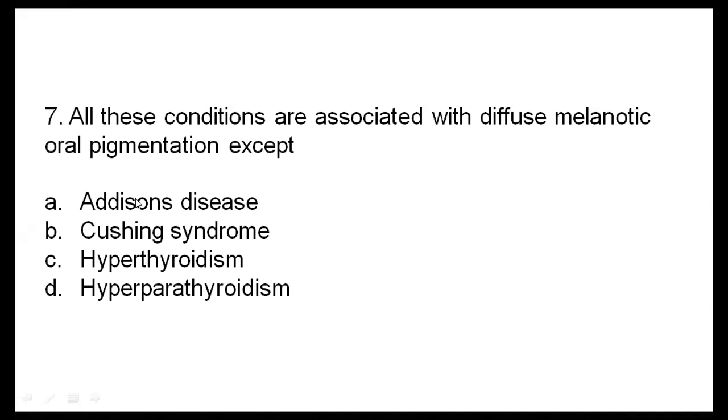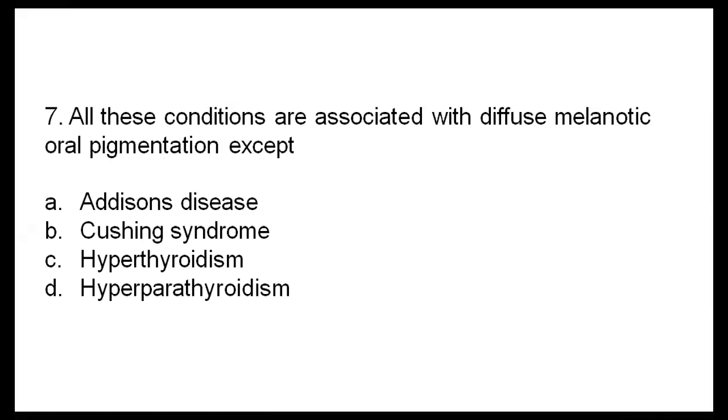Addison's disease is a condition where the steroid levels are decreased, isn't it? When steroid levels are decreased, it is because the ACTH is secreted more. So Addison's is typically associated with diffuse melanotic oral pigmentation. That is perfectly right. But in Cushing syndrome, in some instances, what happens?